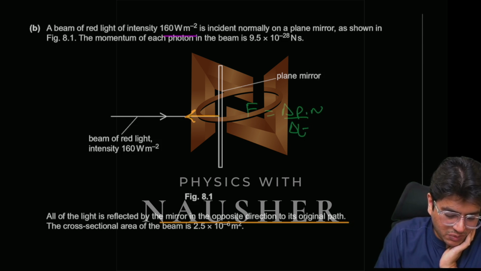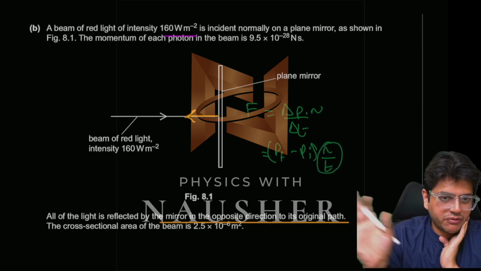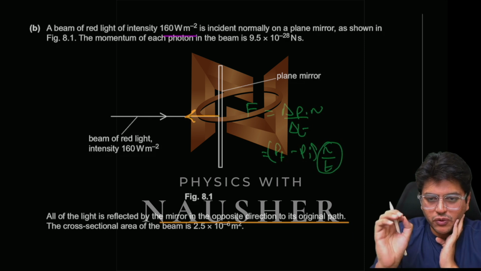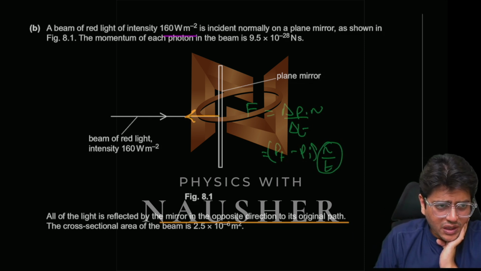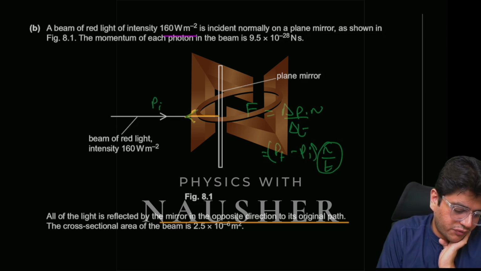And the change in momentum is this much. The change in momentum is going to be your final momentum minus the initial momentum. That's a very important thing, times n over t. n over t you've already figured: that's the number of photons striking per second. The change in momentum, now you know that your initial momentum was this way, your final momentum is this way.